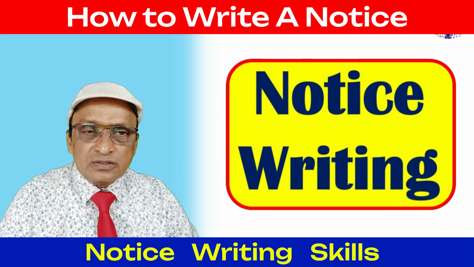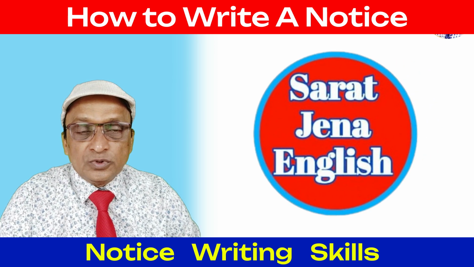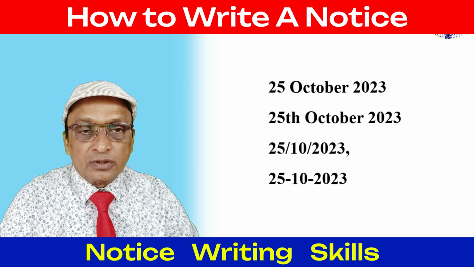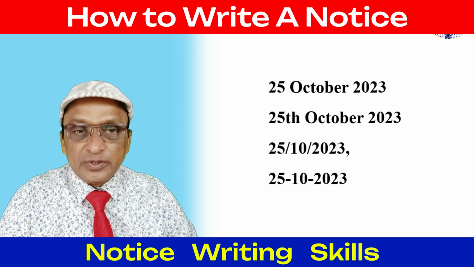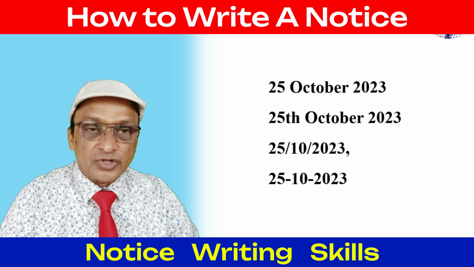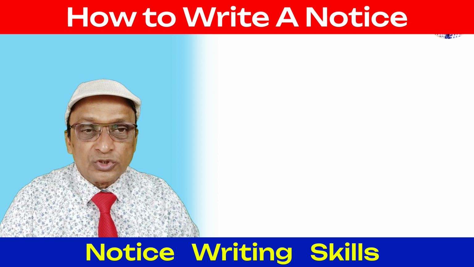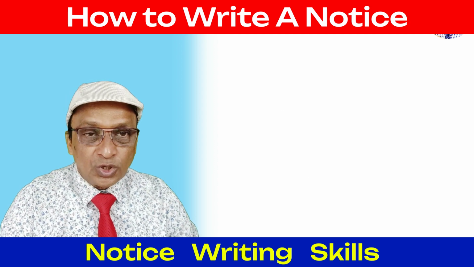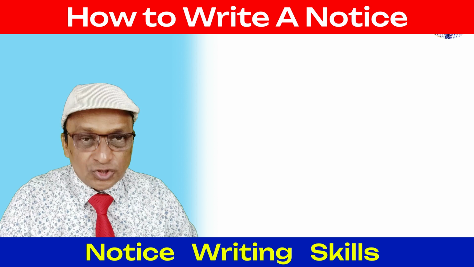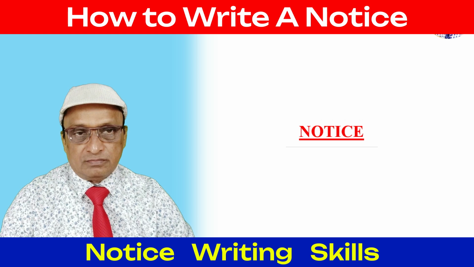Now the date may be mentioned differently. This is very important to note. For example, a date may be mentioned, suppose 25th October 2023. Some people write 25 October 2023. Some people write 25th October 2023. Some write 25/10/2023. Some write 25-10-2023 and so forth. But ideally, stick to 25th October 2023. Other forms of writing the dates are also correct, but this is appealing.